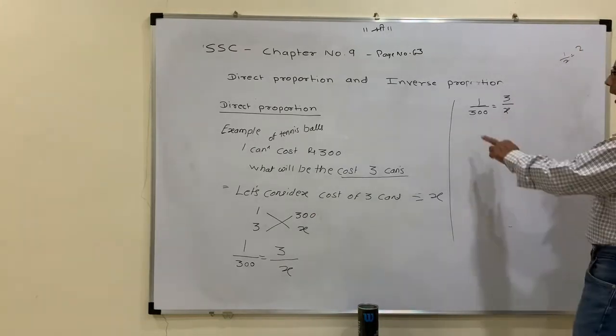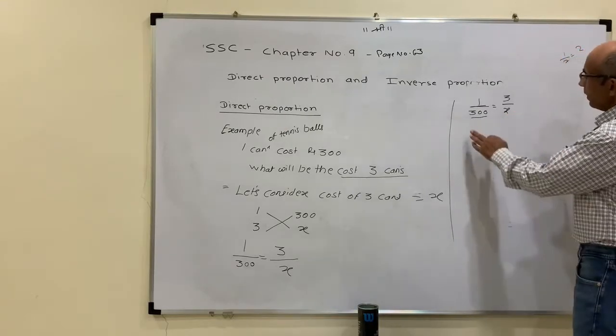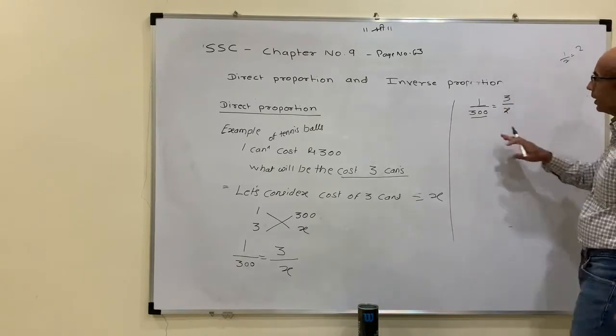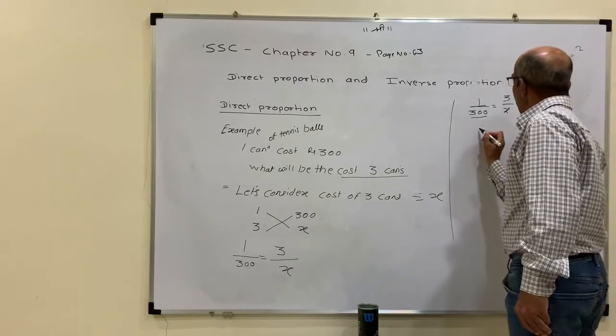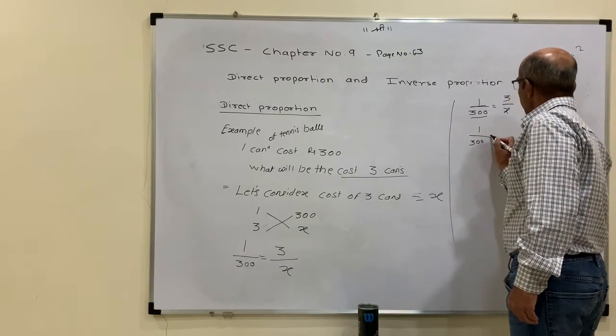Now I will be multiplying to get rid of this 300. What I will be doing? I will be multiplying by 300. Let's do this in a separate two steps. So first I will get rid of this 300. So I multiply the left hand side by 300.